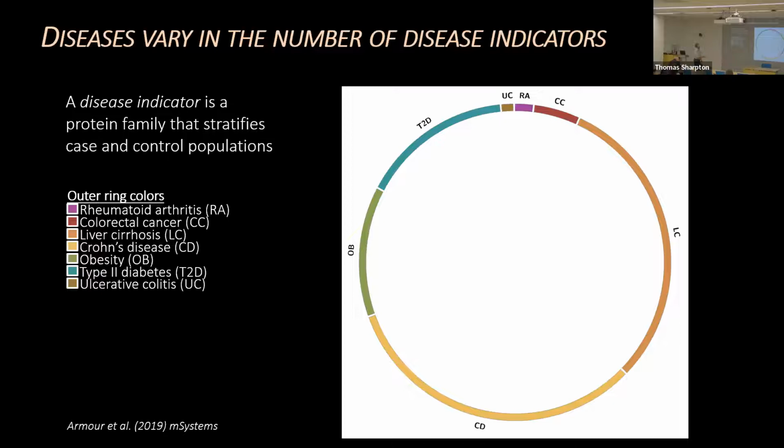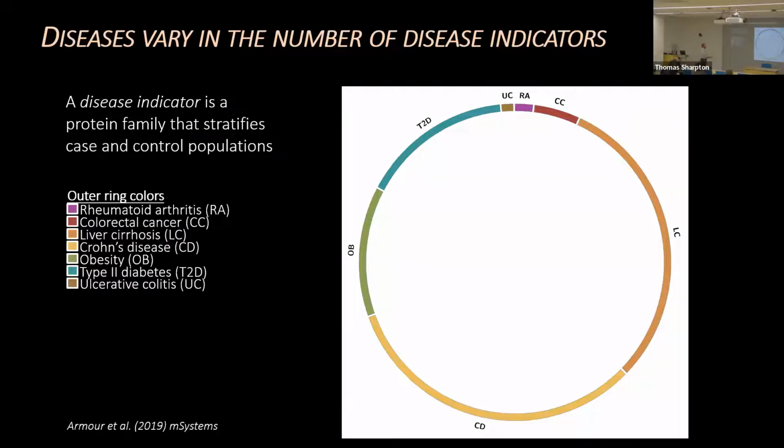And every single arc, a component of this arc, every color of this arc represents a different diseased group of individuals, represents a different disease, and the length of the arc corresponds to the number of disease indicators that we identified for that particular disease. So here's type 2 diabetes, and it has a reasonably large number of disease indicators compared to UC, ulcerative colitis, a very small number of disease indicators.